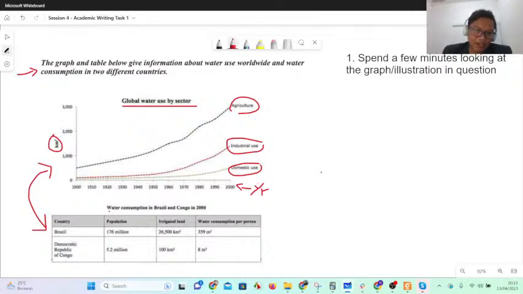So the second chart here says water consumption in Brazil and Congo. Well, the two countries are Brazil and Congo. All right, so what are the main features here? There's population, there's irrigated land, there's water consumption per person. Population, of course, in millions, irrigated land in square kilometers, and the water consumption per person, that's in cubic meters, right?